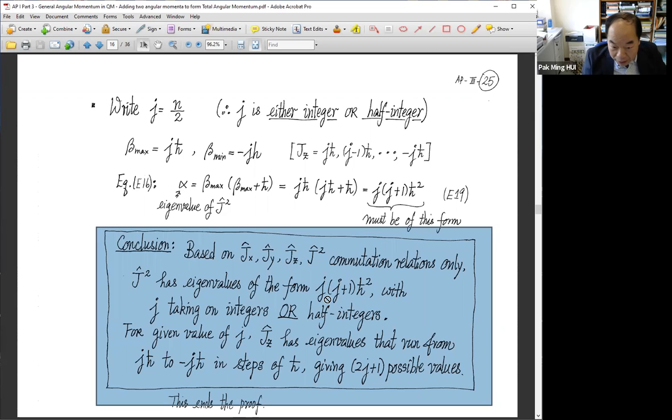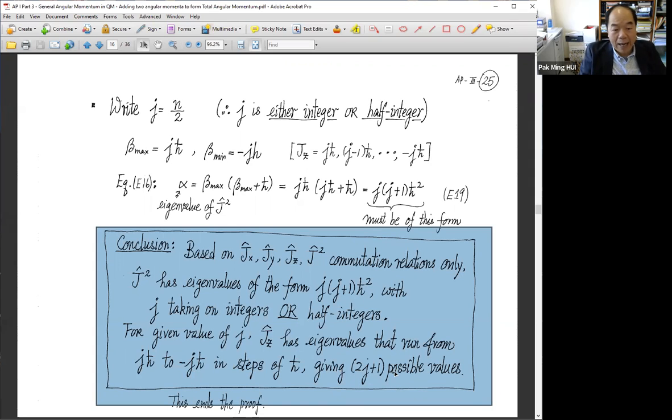Another very important result is that this quantum number j cannot be arbitrary. It can only fall into 2 classes, integer and half-integer. Next, for a given j, that is to say, you know the maximum value of the z component, the z component can take on jħ, (j minus 1)ħ, (j minus 2)ħ, and so on, all the way down to minus jħ. And all together, you count the number 2j plus 1 possible values. Okay, so that ends the proof.